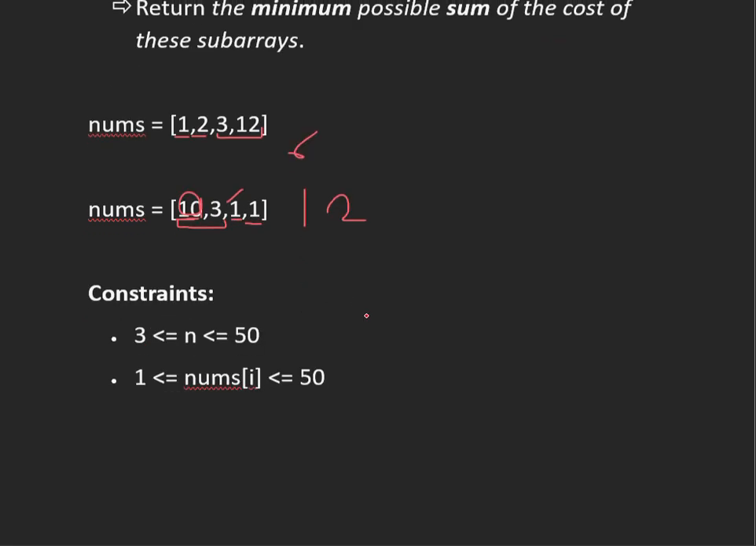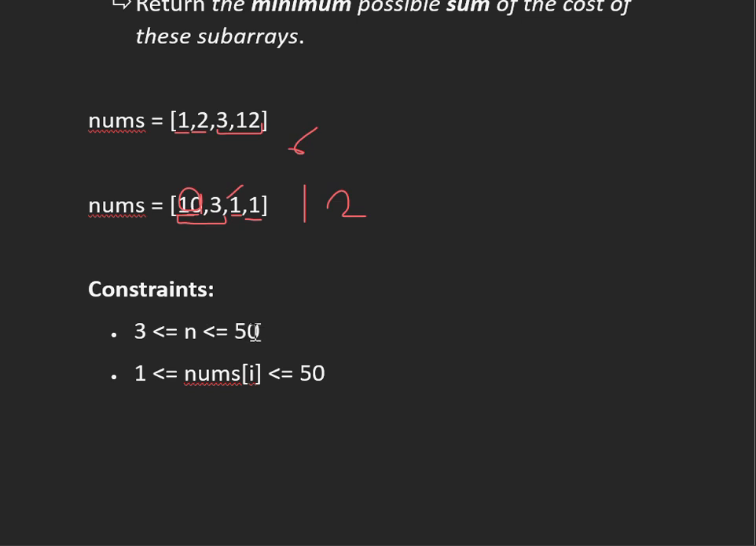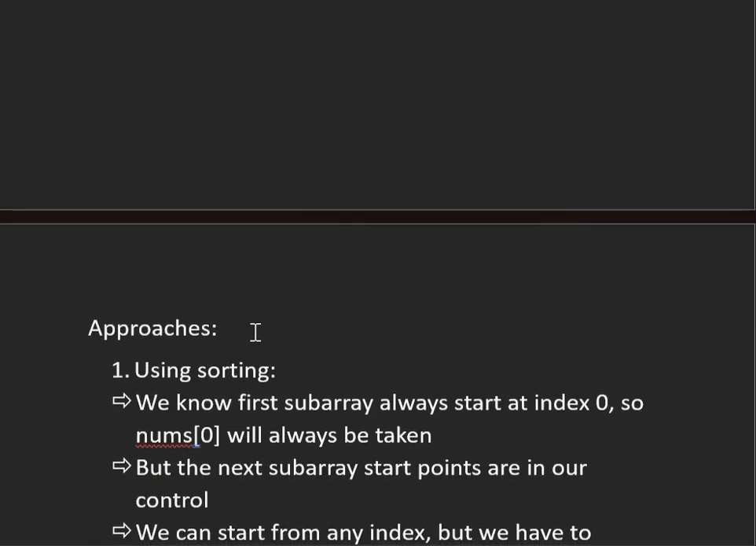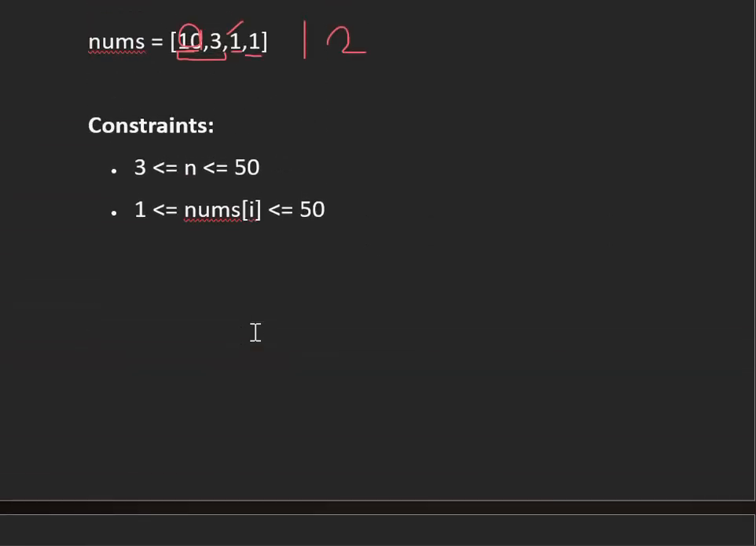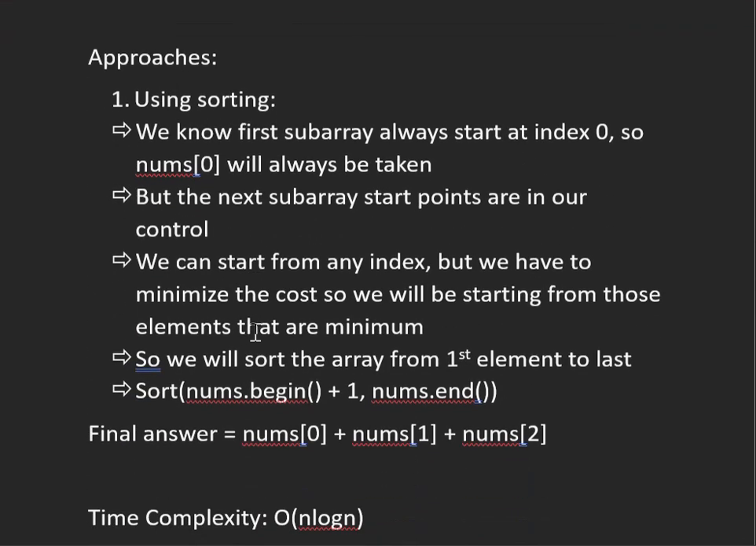If you see the constraints, the length of the array can be up to 50, and nums[i] can also be up to 50. So we can do it in any time complexity because the length is very short.